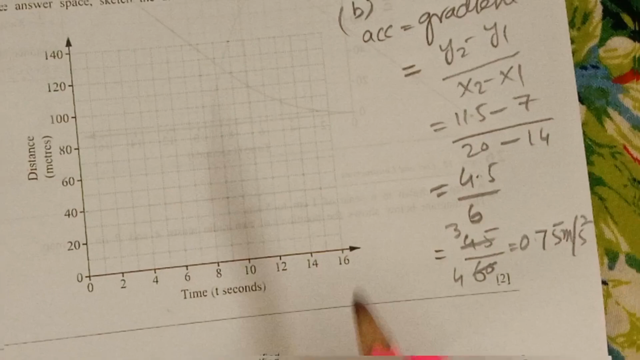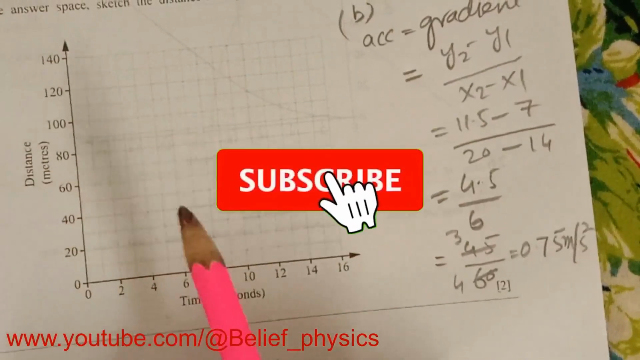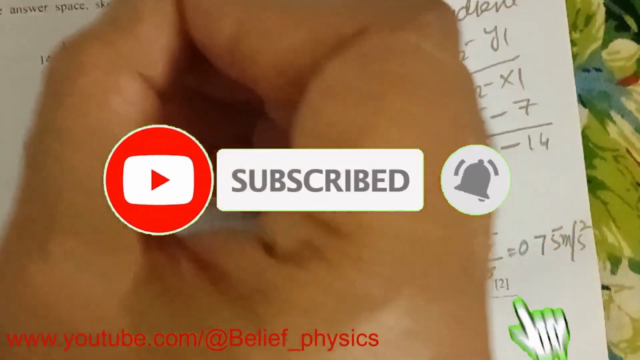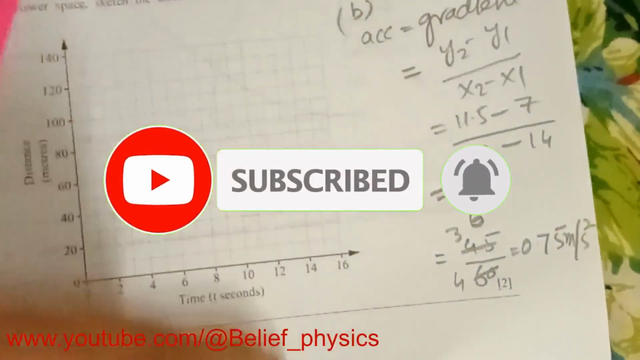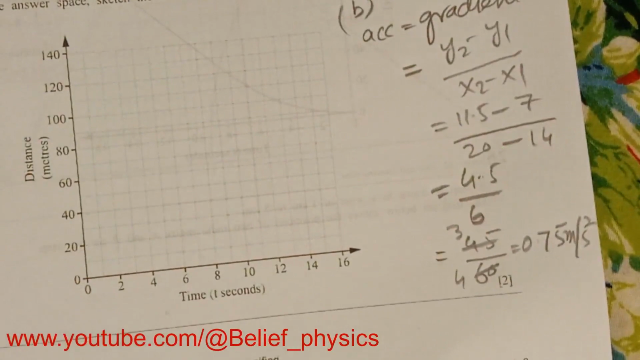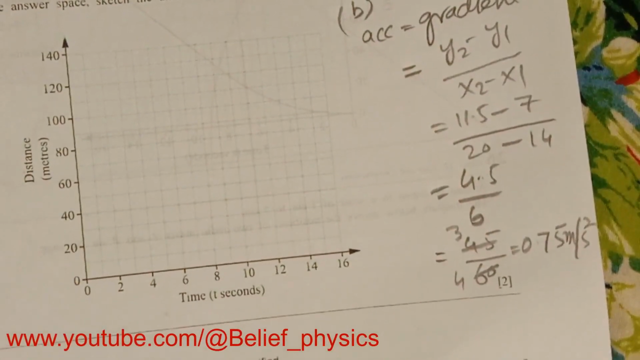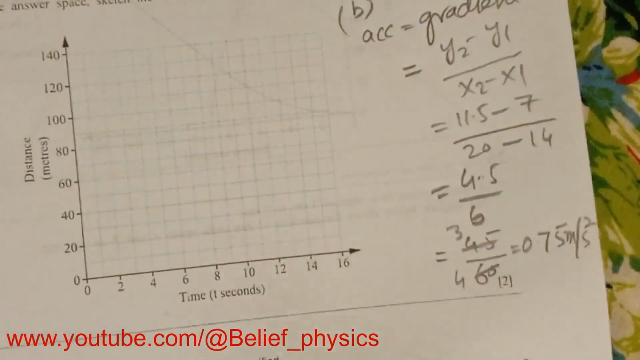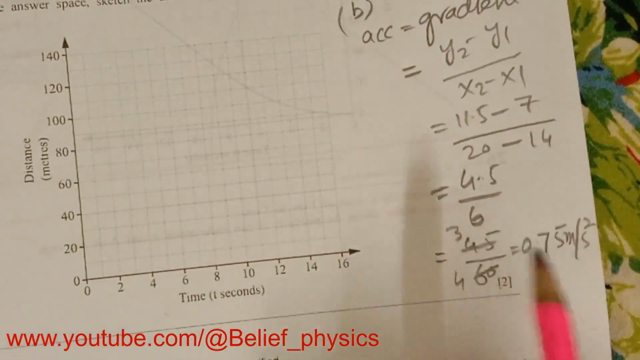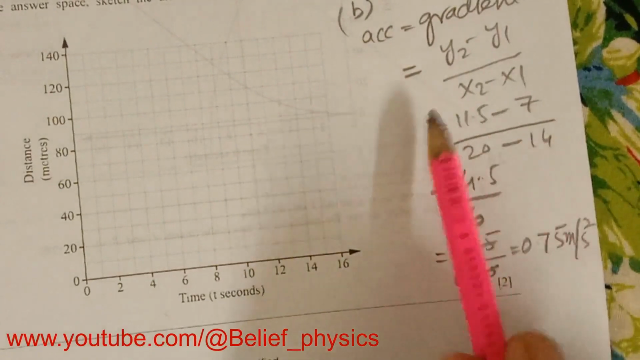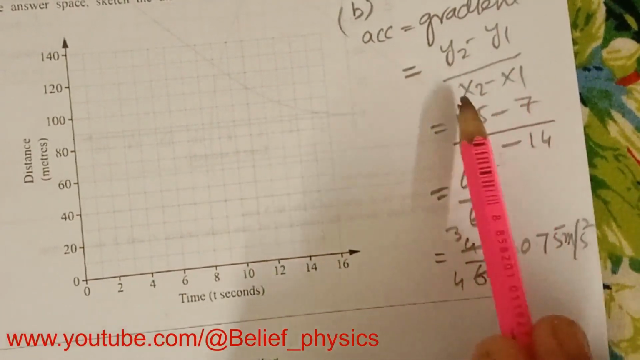I repeat it for you. First of all, we drew a tangent here, on this point. Then I chose 2 points. You can choose any 2 points. I chose these 2 points, 14 and 7, and 20 and 11.5. I use the formula for gradient, y2 minus y1 over x2 minus x1.